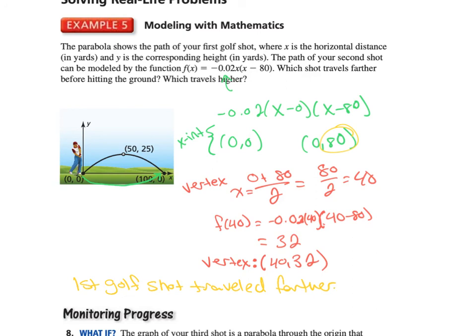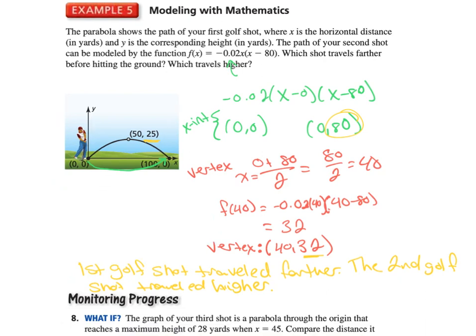And which shot traveled higher? The height is the y value. So this is 25, and this one, the height, is 32. So the second shot actually traveled higher. So the second golf shot traveled higher. And that is lesson 2.2.